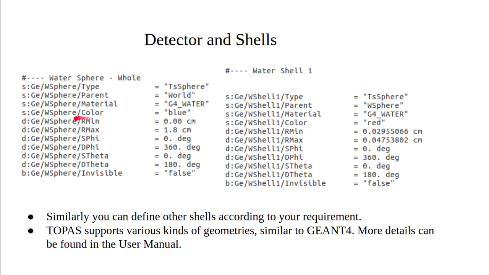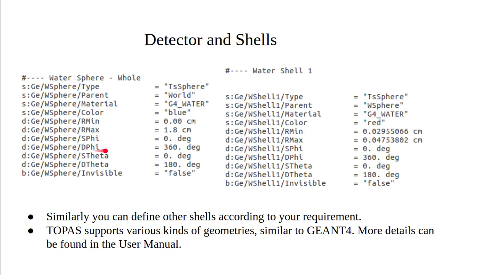And then you have to define the R minimum and R maximum. If you are defining a simple sphere, you just have to put R minimum equal to 0, because it doesn't have an inner radius, it only has an outer radius of 1.8 centimeter. You can directly use 1.2 times the CSD range if you wish. You don't need to put this big of an external radius.